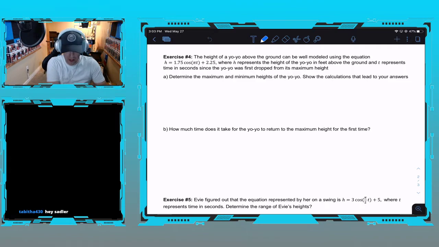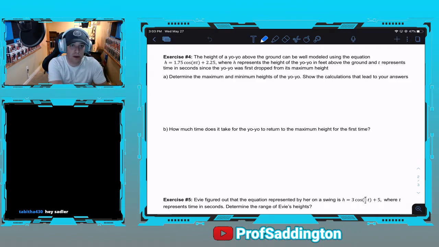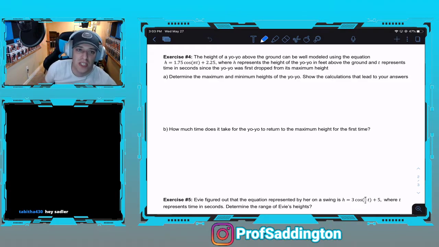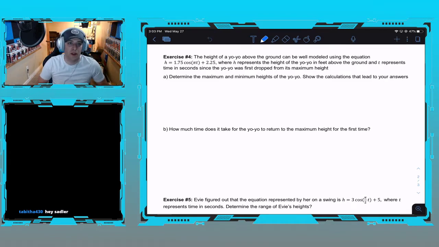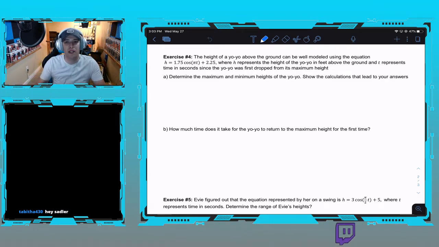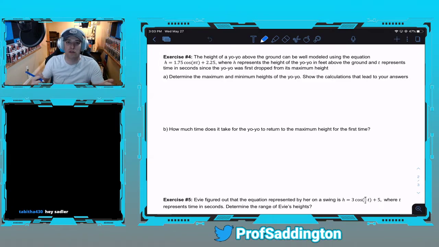So, in exercise number 4, it says that the height of a yo-yo above the ground can be well modeled using the equation h equals 1.75 cosine of something, where h represents the height of the yo-yo in feet and t represents the time in seconds since the yo-yo first dropped from the maximum height. Okay, so I'm going to draw a small little graph.